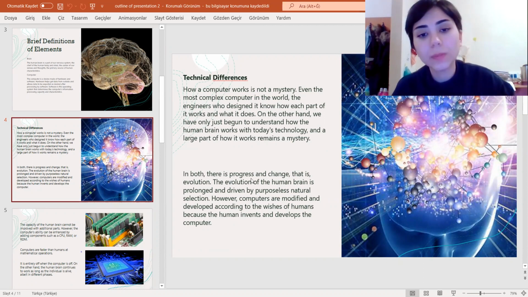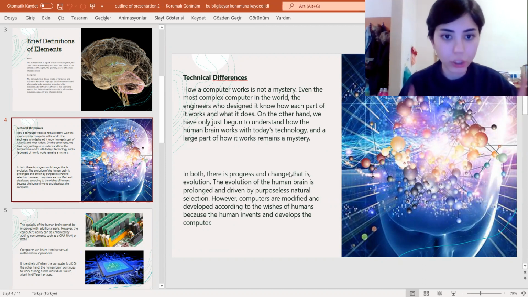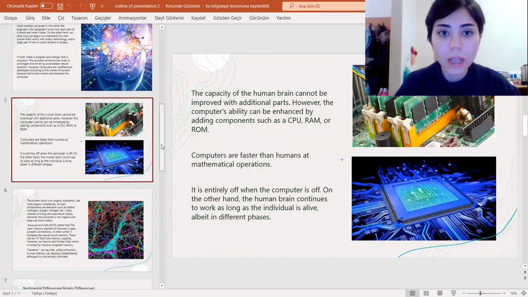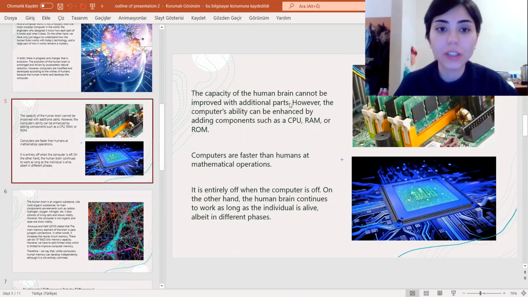In both, there is progress and change, that is evolution. The evolution of the human brain is prolonged and driven by purposeless natural selection. However, computers are modified and developed according to the wishes of humans, because humans invent and develop the computers. The capacity of the human brain cannot be improved with additional parts like CPU or RAM.